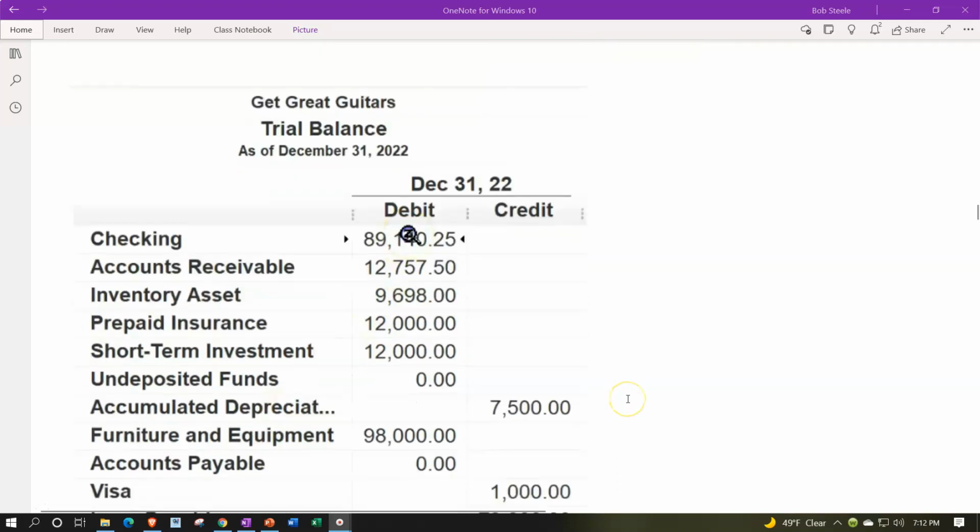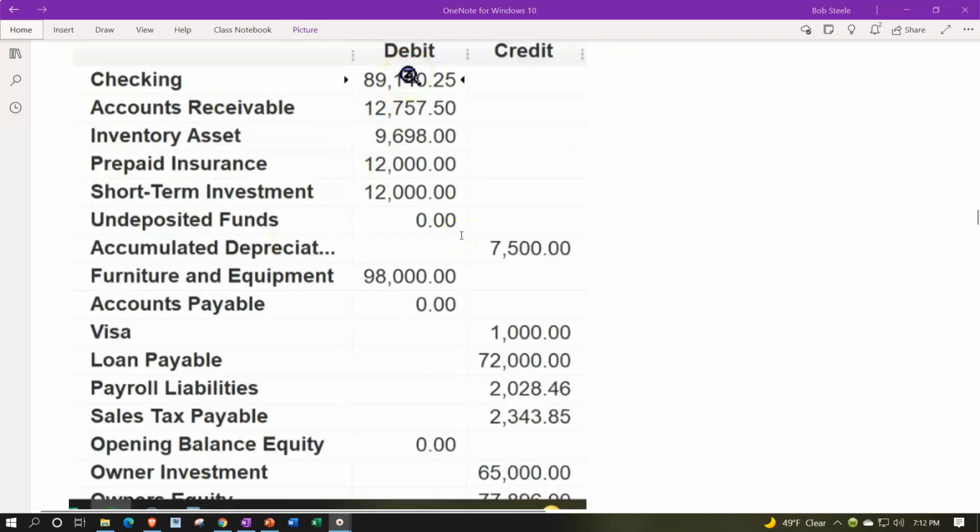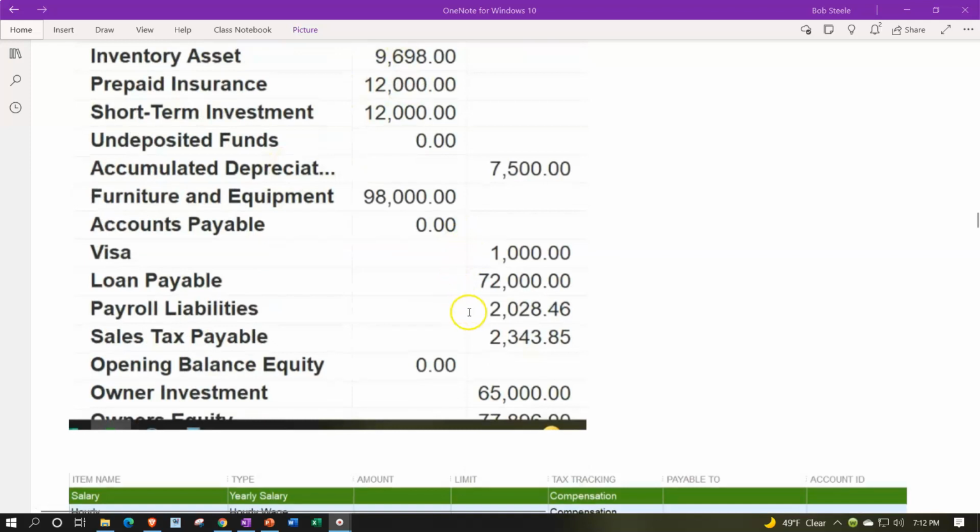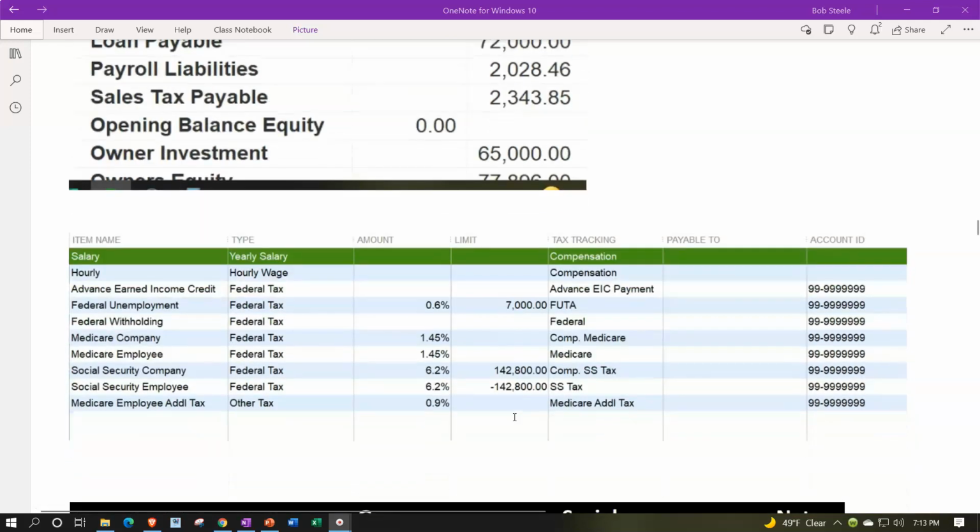So then we're going to go down. What are the accounts that are affected? The checking account's going to go down. We've got then the payroll liabilities go up, and there'll be payroll taxes down below that we can't see right here at this point in time.